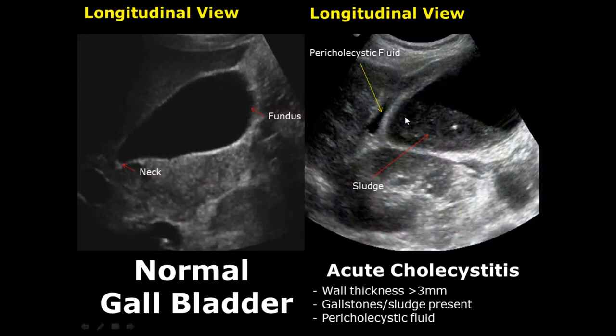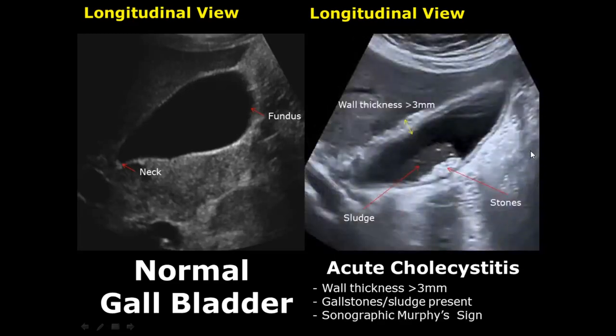In this image you can notice pericholecystic fluid over here, fluid outside the gallbladder, and the walls are also thicker, and also there is presence of sludge. Here is another image of acute cholecystitis in the longitudinal view.